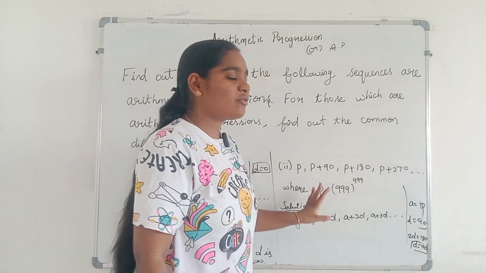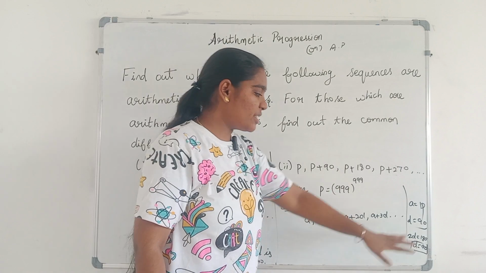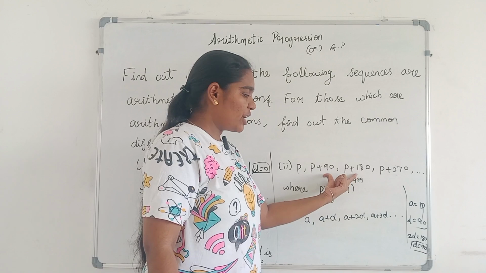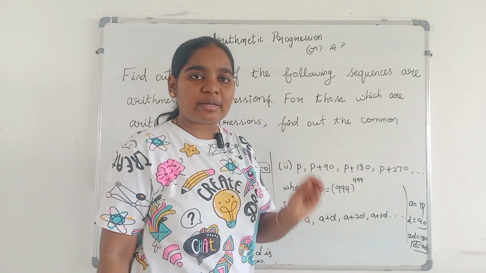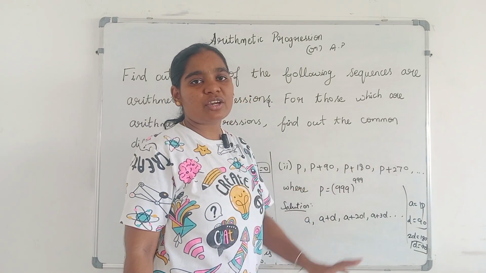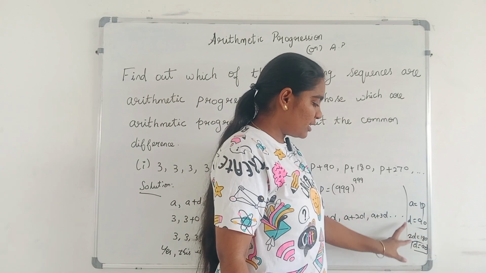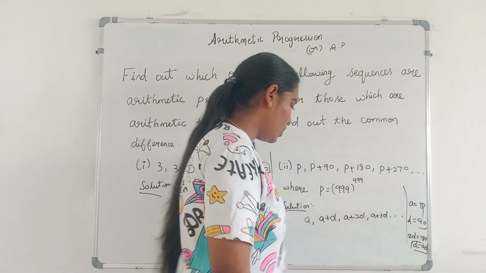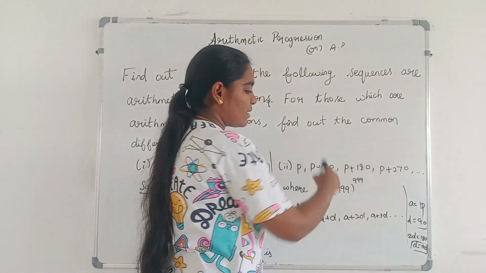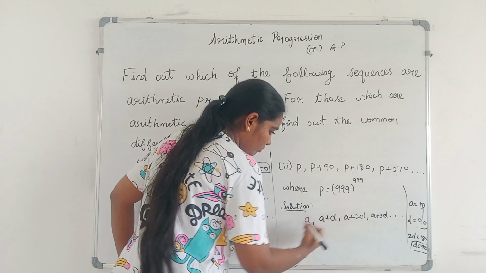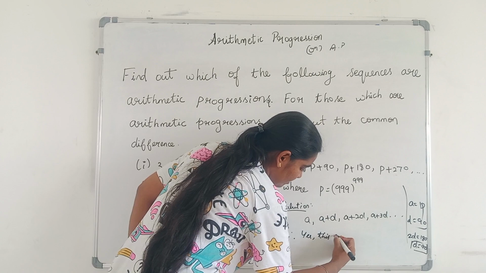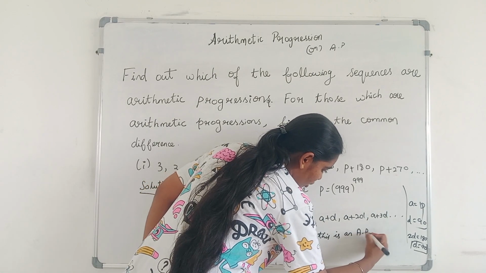So this sequence for sure forms an AP and the common difference is 90, because the common difference between each term is constant. In an arithmetic progression, by definition, the common difference between each term will be constant. So here the common difference is 90. Throughout the sequence, the common difference is 90. So this sequence is forming an AP. Therefore, yes, this is an AP, and the common difference is 90.